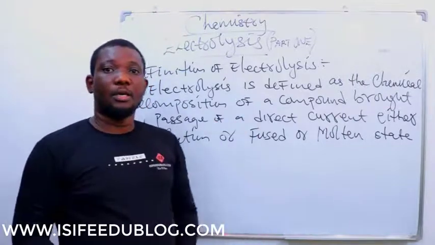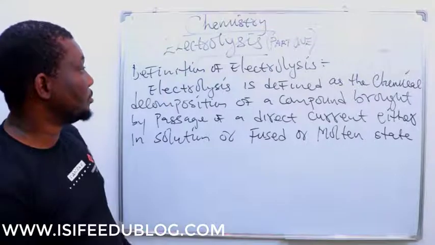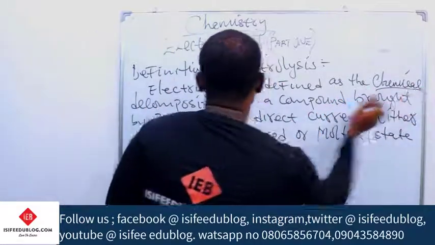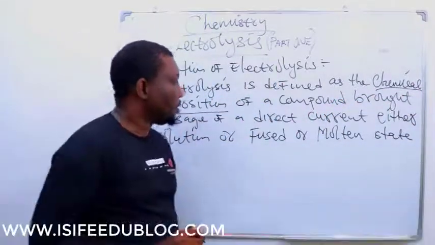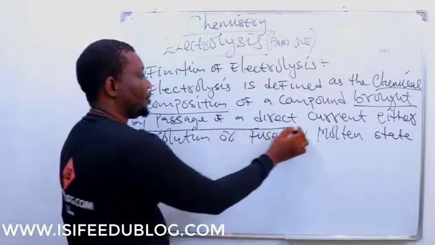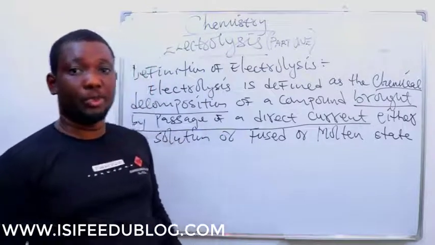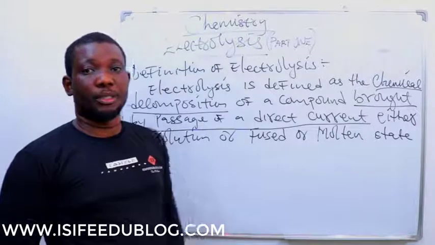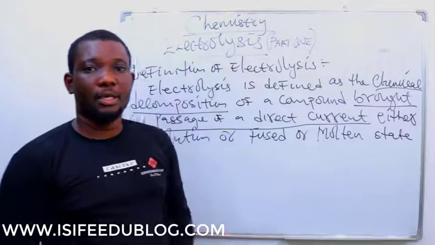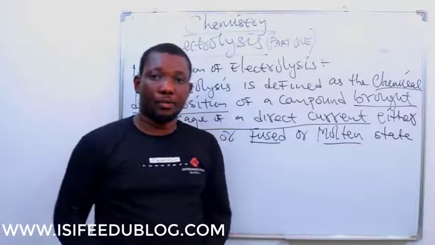That is electrolysis. If you look at some important salient points in this definition, you will see that electrolysis has to be a chemical breakdown, chemical decomposition. That's what the examiner would like to see, of a compound, which is brought by passage of direct current. What it means is that electrolysis is not a spontaneous process. It is a non-spontaneous process, being that the reaction cannot proceed if direct current is not supplied, either in solution, fuse, or molten states of such compound.